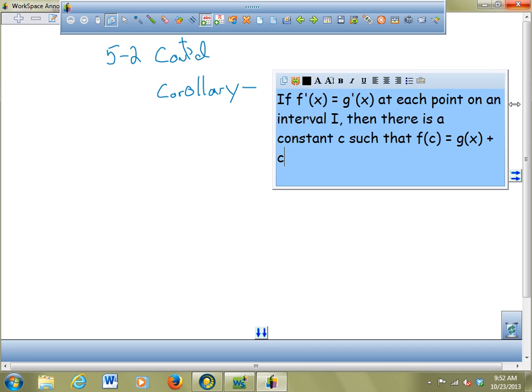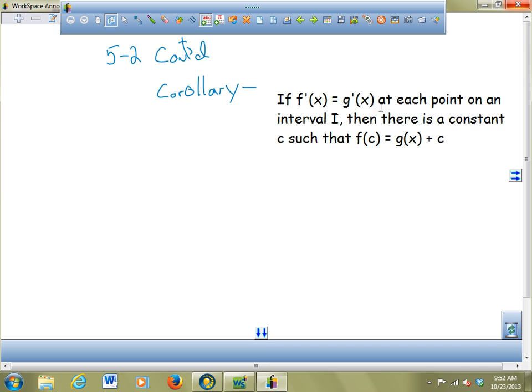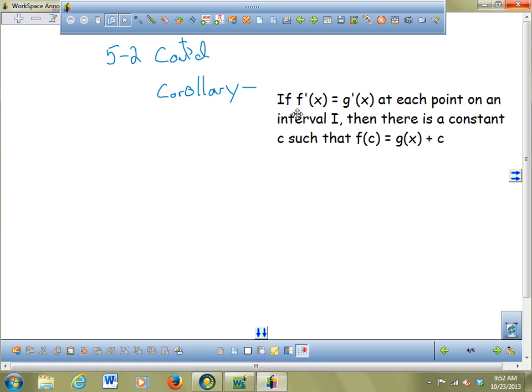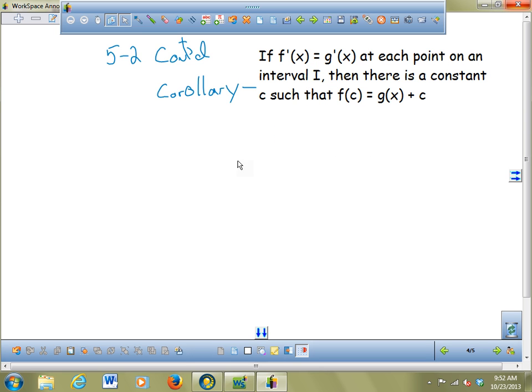Let's stretch it out a little bit and put it over here. I think if I get my pointer tool, I can move it up here. So this is a corollary which deals with the idea of an antiderivative. If you have two functions that have the same derivative, what that means is that one original function is equal to the other original function plus some constant.